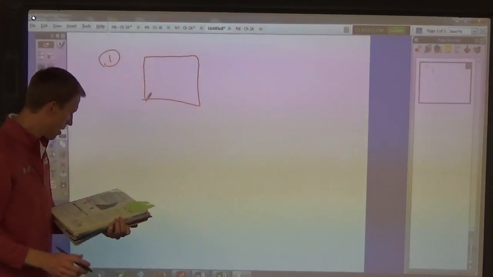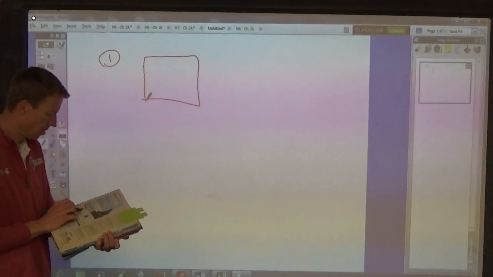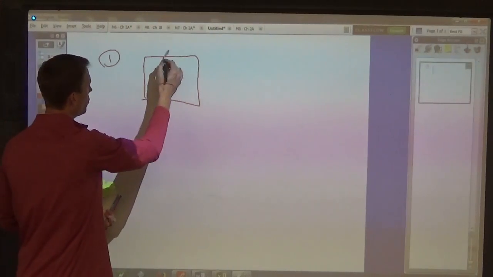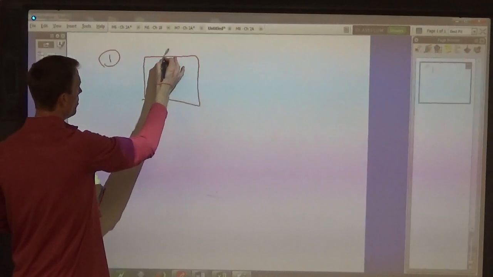So, it shows 3 colors there. It shows 4 tenths. So part of it is shaded in blue.